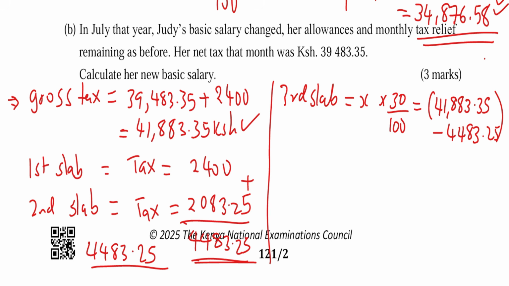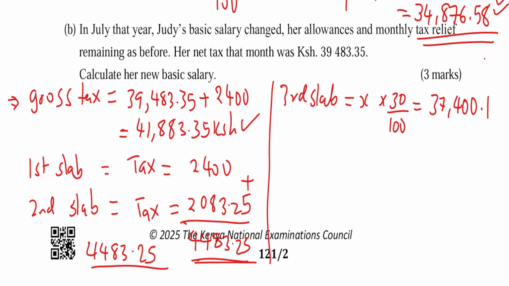41,883.35 minus 4,483.25, and it should give me, hapa niambia syntax error kali, 41,883.35 minus 4,483.25, giving me 37,400.1. So he subtracts, itakupa 37,400.1. So tushaelewana. So the tax in the third slab is just 37,400.1.